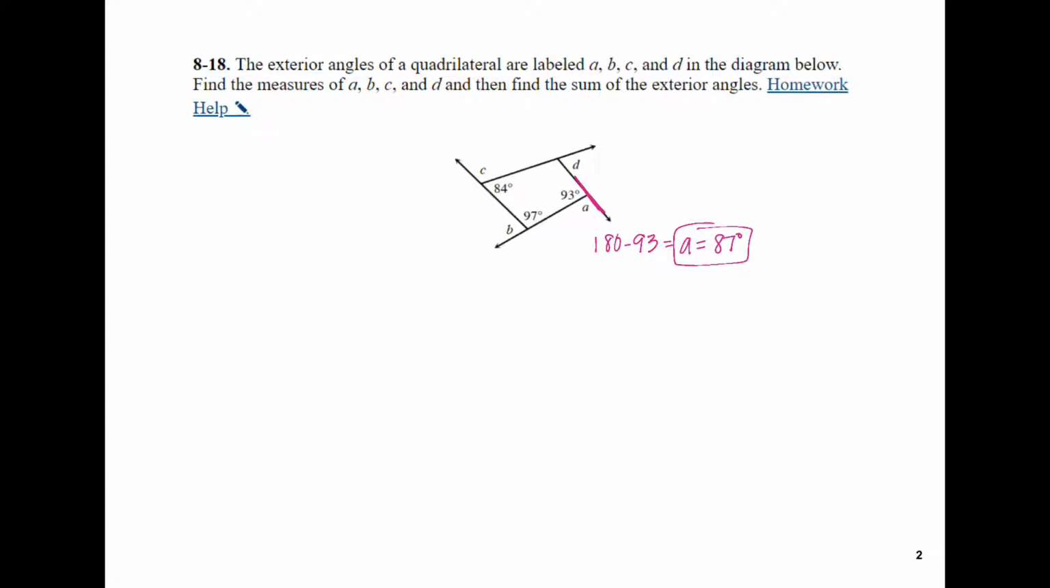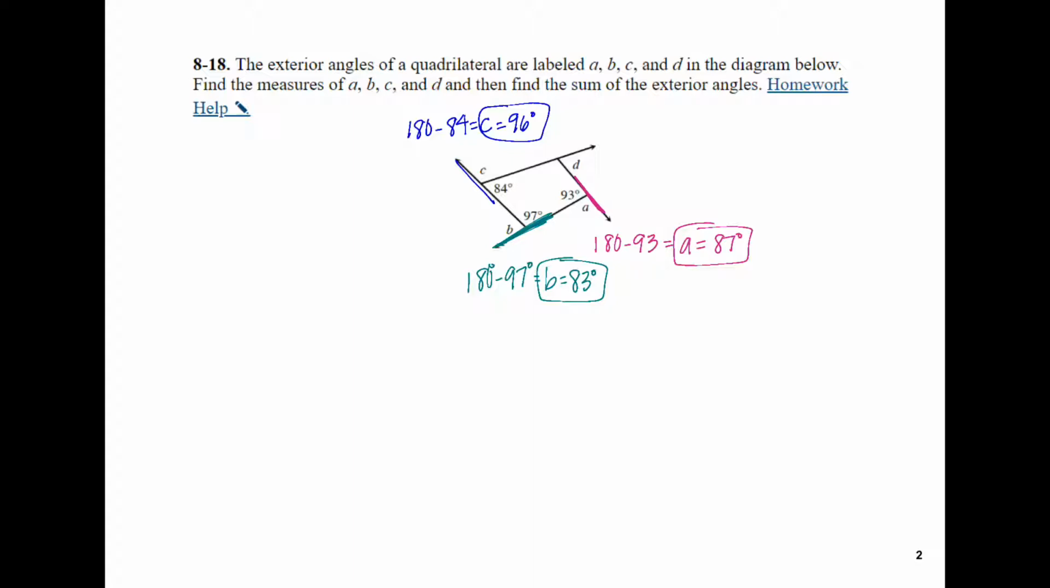I then, when I look at angle B, know I have a straight angle. So if I take 180 minus 97 degrees, it's going to give me angle B, which is 83 degrees. When I take a look at angle C, again, I take 180 and subtract 84 from that because it's a straight angle, which tells me angle C is 96 degrees.